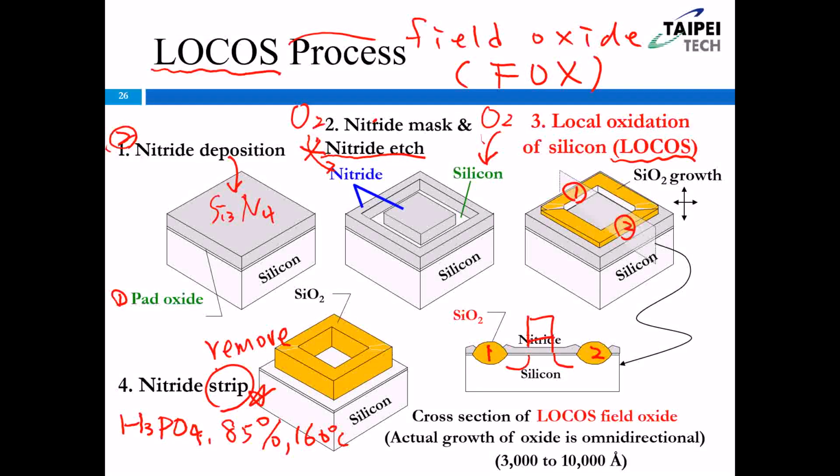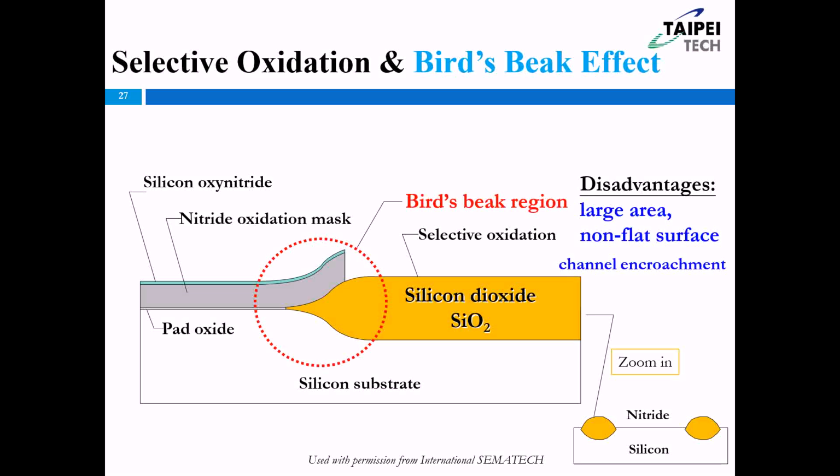But right now I want to look in and enlarge this area to tell you the drawback, the disadvantage of the LOCOS, and the reason why we don't use the LOCOS, okay? So right now, originally I have the cross-section view like this, right? So I enlarge this area.